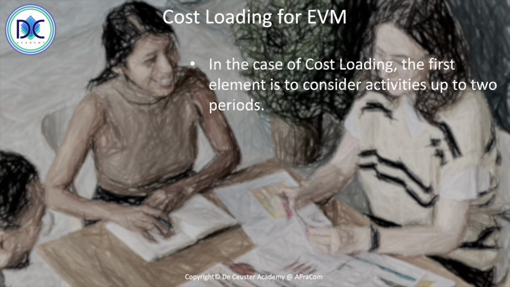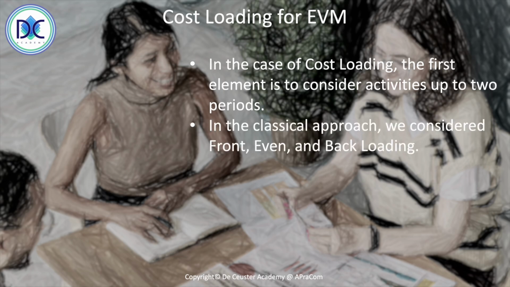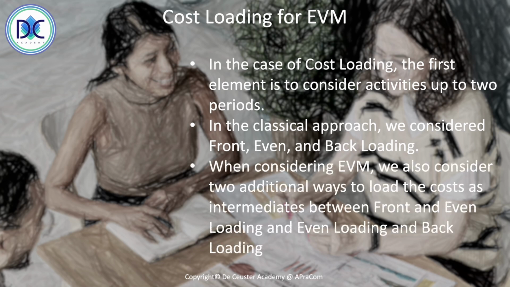When we look at cost loading, the first element that we are going to consider in this video is about activities up to 2 periods. And we considered in the previous video a classical approach which was based on front, even and back loading. Now, when we look at earned value management, we also look at 2 additional ways to load the costs. And they are intermediate ways between front and even loading, and even loading and back loading.